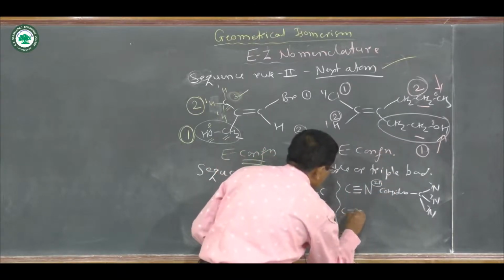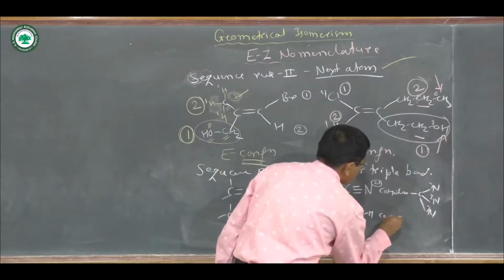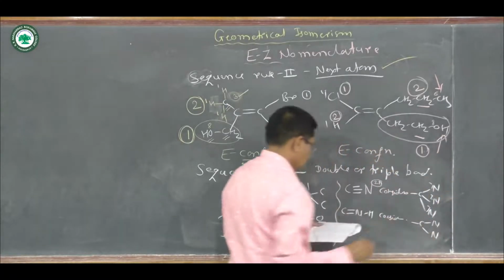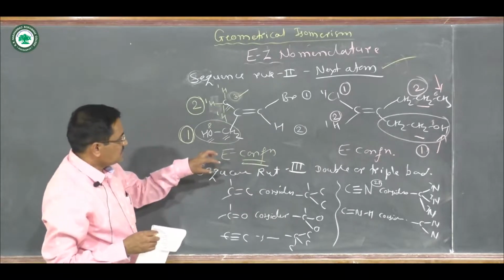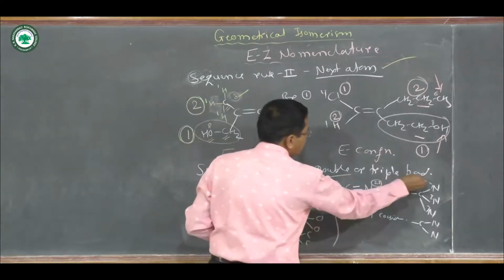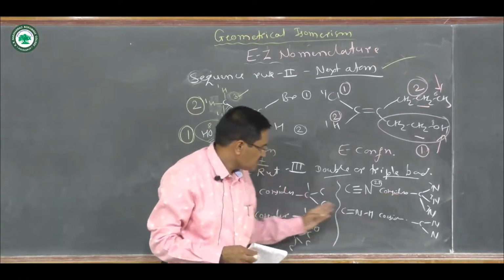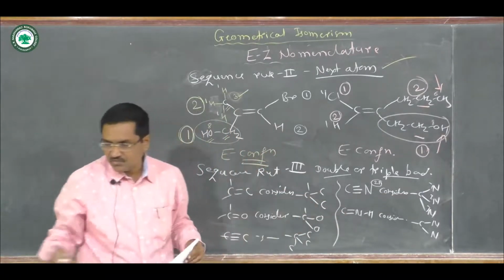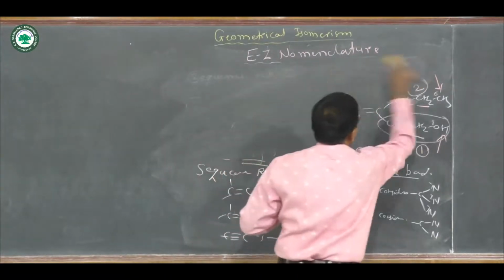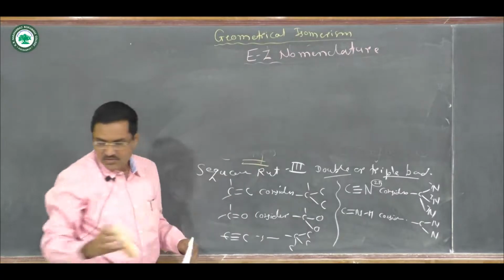Now suppose you take such a type of example, then it considers N and N. So when different substituents are attached to a double or triple bond, we consider them by converting into such a functional group. Now we will take one example here.